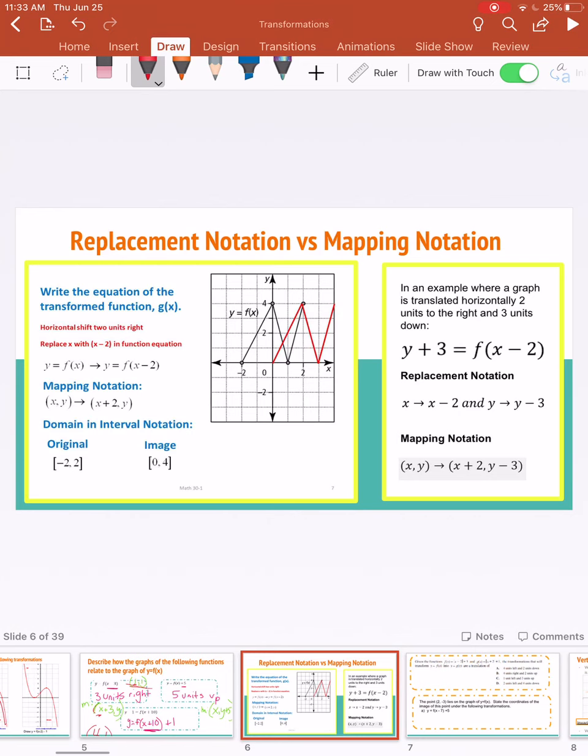This is pretty small. We already talked about what mapping notation is. In your workbook, you'll see replacement notation. You won't see that on any quiz, test, or diploma. Mapping notation will be what we'll actually be using, but the workbook uses replacement notation, which is why I wanted to discuss it. What replacement notation is, you're just replacing your x with x minus 2. So it's just what you're replacing your variable with in your function equation.